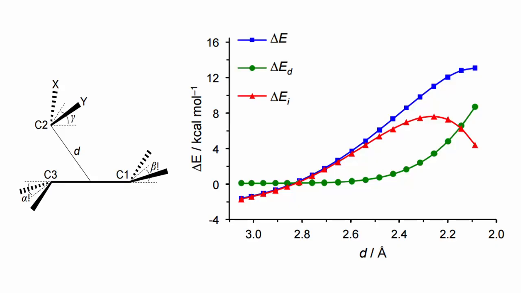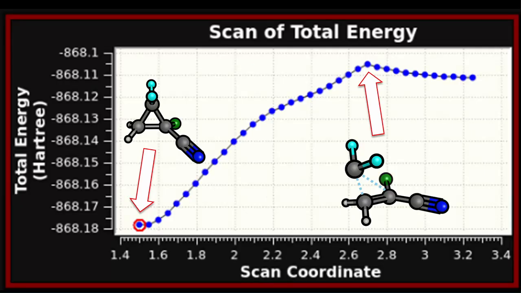The 2 new bonds form almost at the same time, within 100 femtoseconds of each other, making the reaction technically concerted. Even so, one bond forms before the other as the carbene approaches at an angle, and we can leverage this information for our TS search.